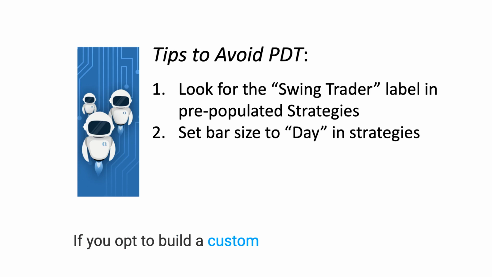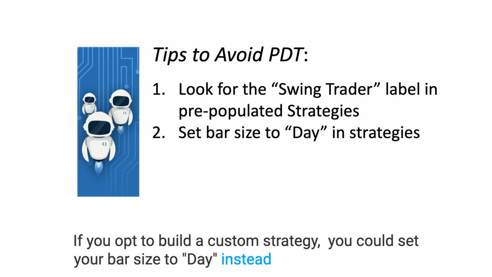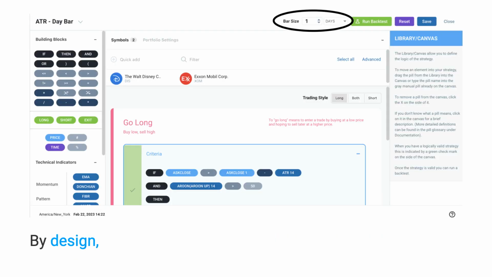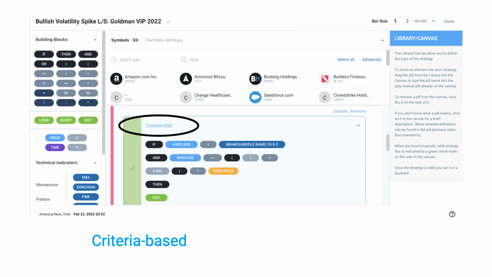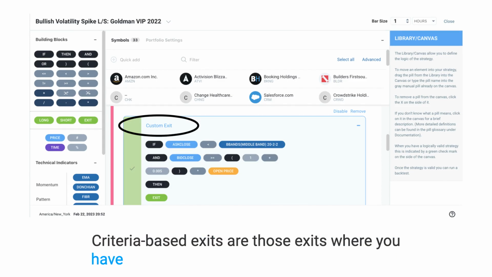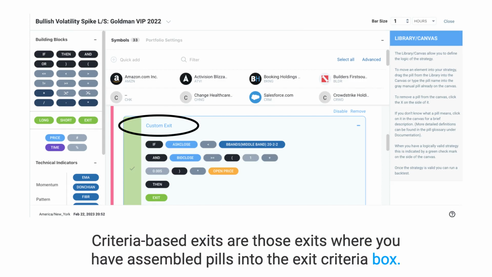If you opt to build a custom strategy, you could set your bar size to day instead of hour or minute. By design, your strategy will check for entries and criteria-based exits once a day, so there is no risk for triggering PDT. Criteria-based exits are those exits where you have assembled pills into the exit criteria box.